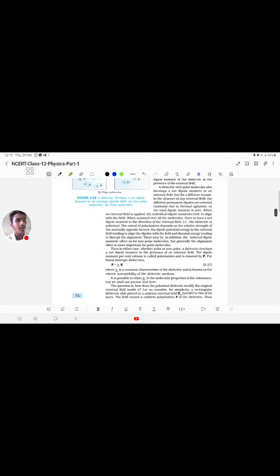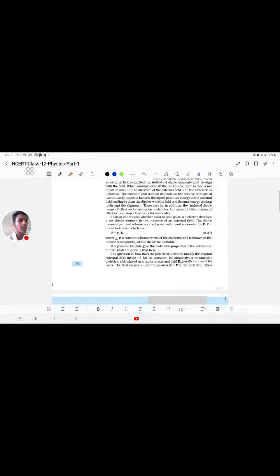So there may in addition be the induced dipole moment effect as for non-polar molecules, but generally the alignment effect is more important for polar molecules. For a non-polar molecule, there will be something called an induced dipole moment, but generally the alignment effect is more important for polar molecules. Thus in either case, whether polar or non-polar, a dielectric develops a net dipole moment in the presence of an external field. Polar or non-polar, whichever it is, a net dipole moment gets created, they say.